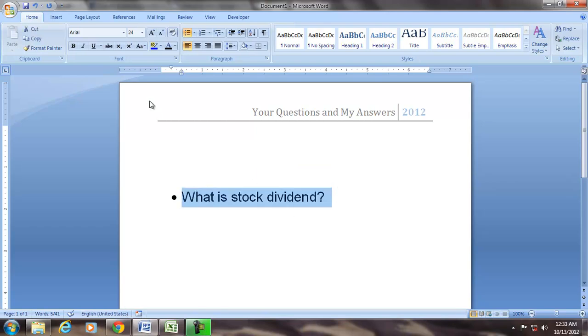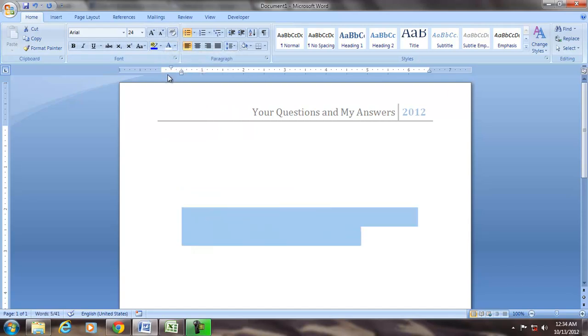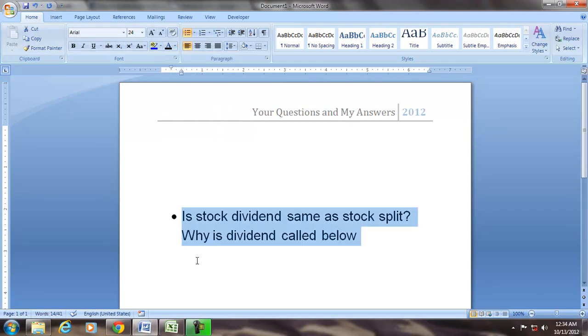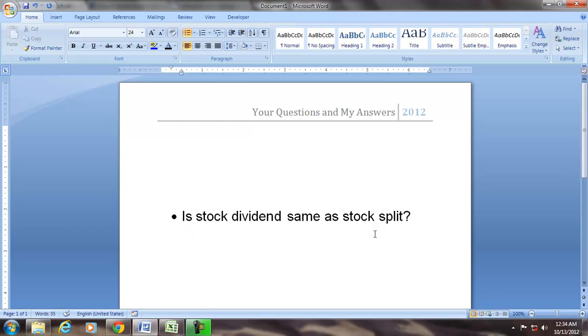The next question: is stock dividend same as the stock split? The answer is no. Stock dividend is a distribution of profit in the form of shares, whereas stock split is a change in the denomination of the shares.